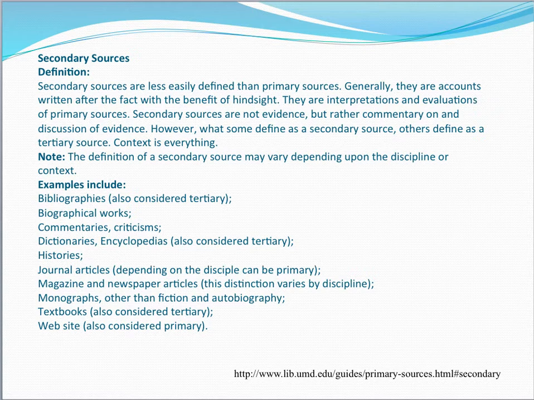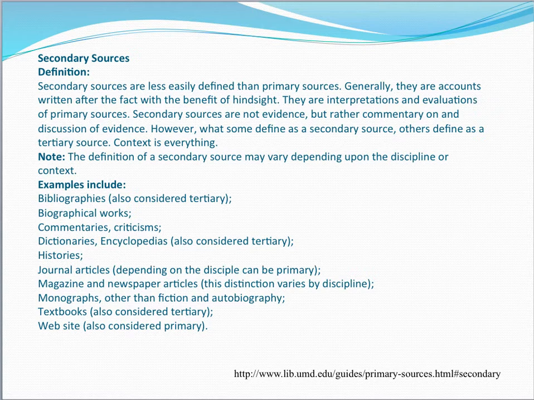that primary source. Okay, when we do, for example, literature reviews, and literature reviews are written from data that is collected out in the field, well, we are writing a secondary or even a tertiary source. Secondary sources are not evidence, but rather commentary on and discussion of evidence.